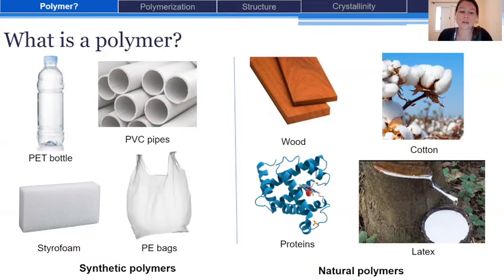We call synthetic polymers all the polymers that are produced in industry, and it is opposed to natural polymers. You have some examples on the right part of the slide. For example, wood, cotton, proteins, or latex are all natural polymers, so polymeric structures that we find in nature.